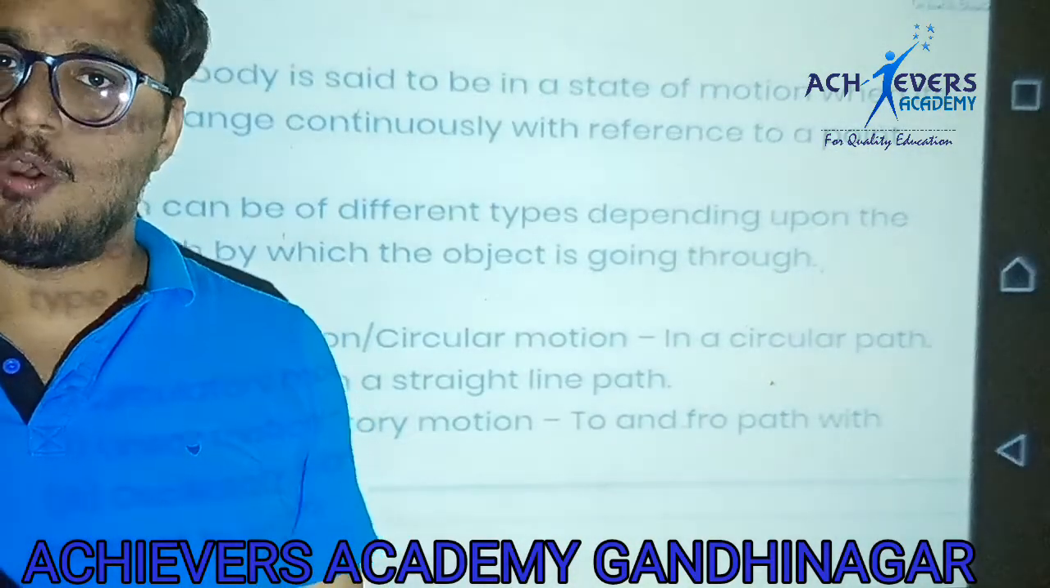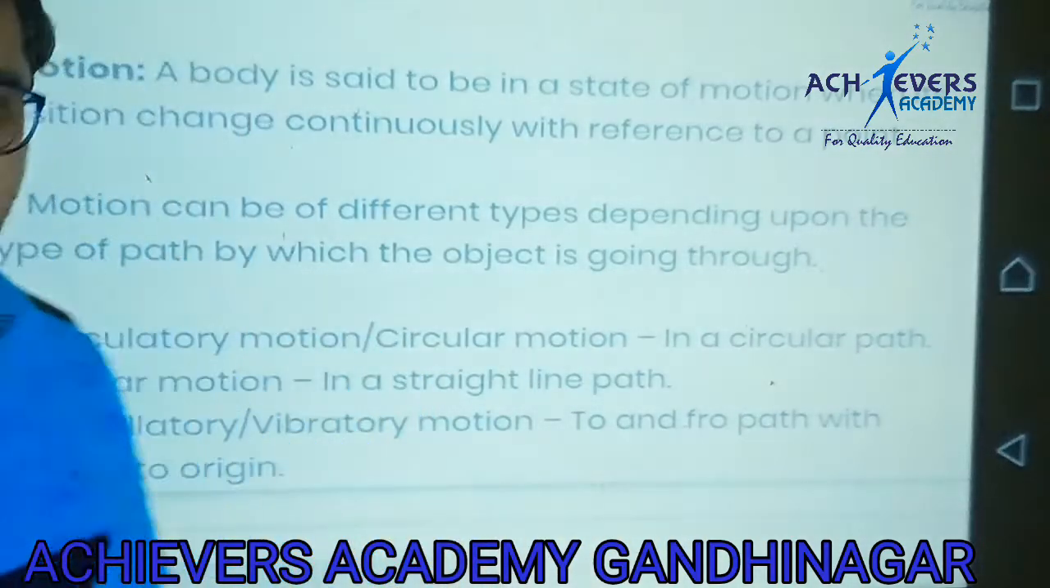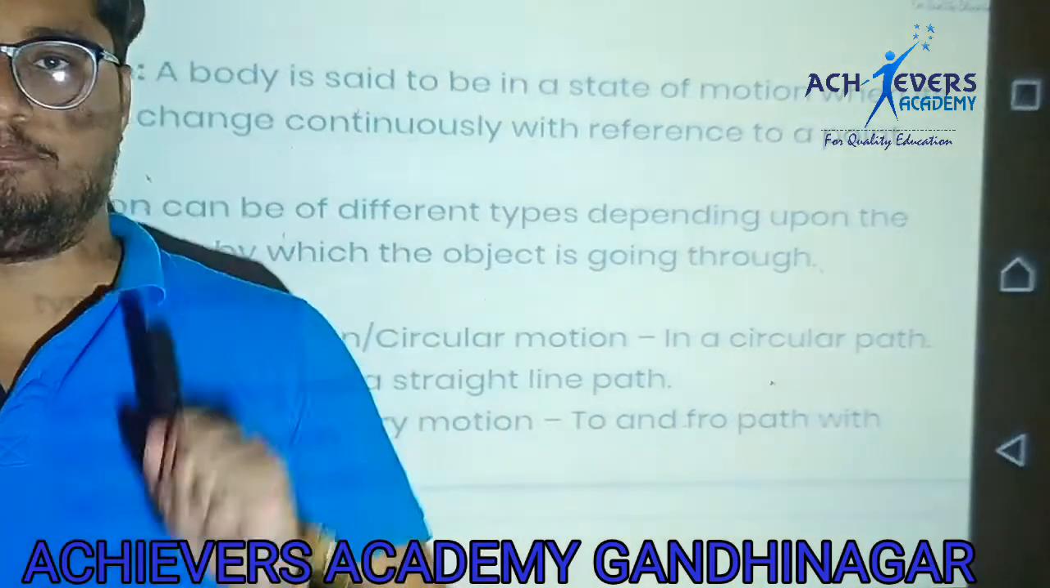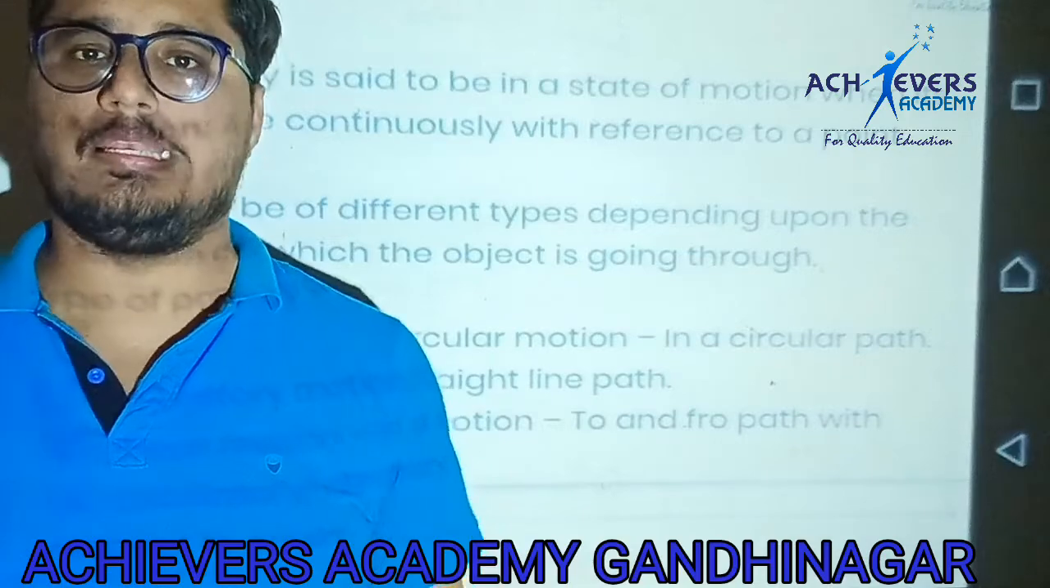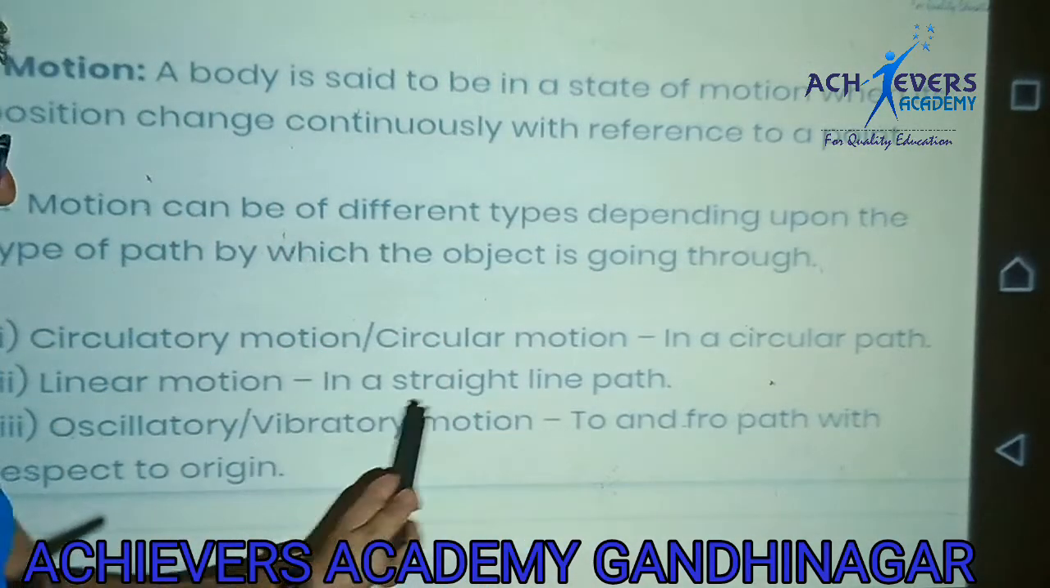Circular motion. When the path of the motion is circular, then it is known as circulatory motion. Second, linear motion. Linear means straight line. Whenever you are moving in a straight line, it is known as linear motion. Then third, oscillatory or vibratory motion.